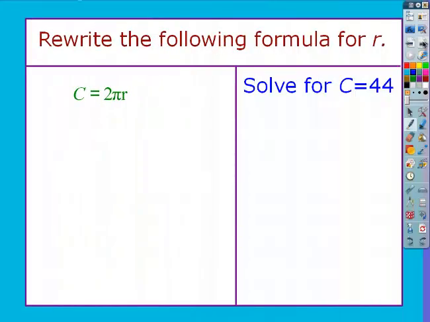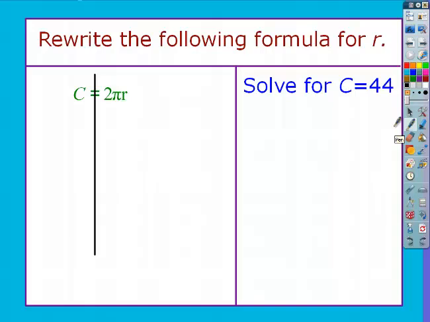This section is about rewriting formulas and then evaluating using one known value, and we're going to do it just like we've been doing everything in this section. It says rewrite the following formula for R. So what that means is we want to isolate R. Which side is R on, the left or the right? Correct, it's on the right hand side. How do we get R by itself?